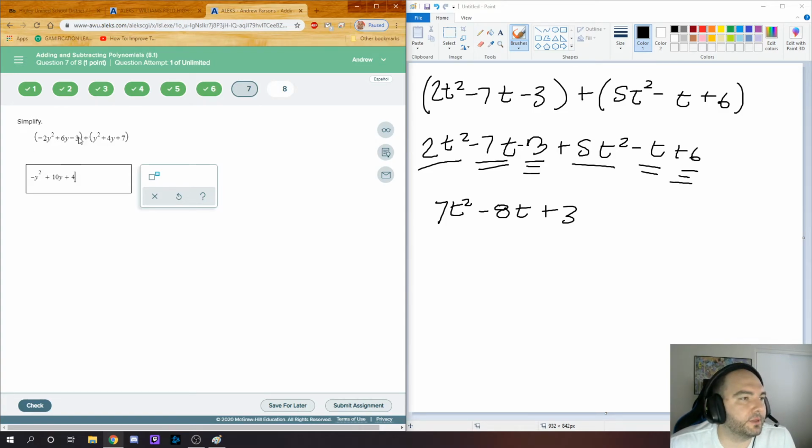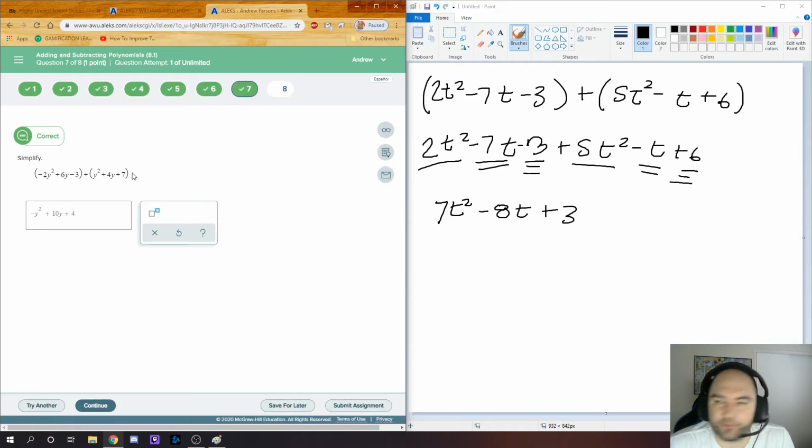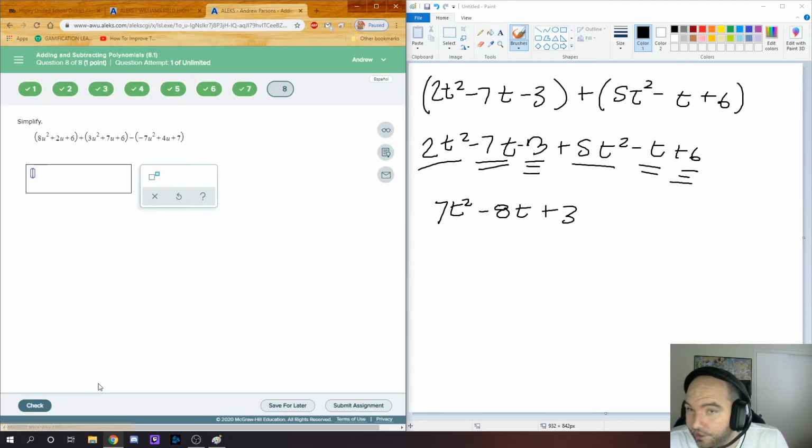Anyways, you get negative 2 plus 1, which is negative 1. 6 plus 4 is 10, and negative 3 plus 7 is 4. They're not always written so that the first goes with the first, and the second goes with the second, third goes with the third, blah, blah, blah. But turns out it was on this one.